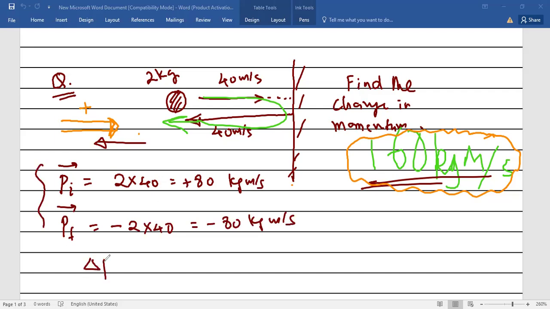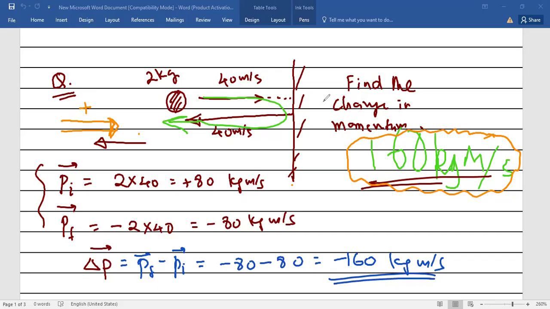Now you find the change in momentum. Since change in momentum is always final momentum minus initial momentum, this will be minus 80 minus 80, so minus 160 kg meter per second. This negative sign says that the change in momentum vector is towards the left hand side, and that is the final velocity direction for the object. So the answer is change in momentum is 160 kg meter per second towards the left. Is it left? Okay, yeah.